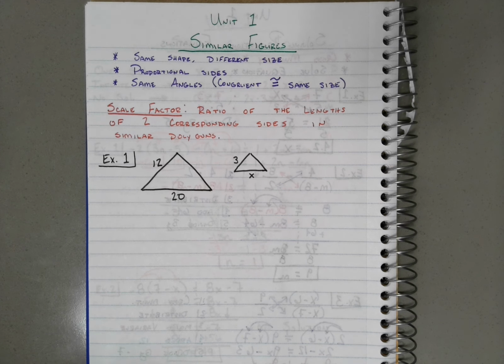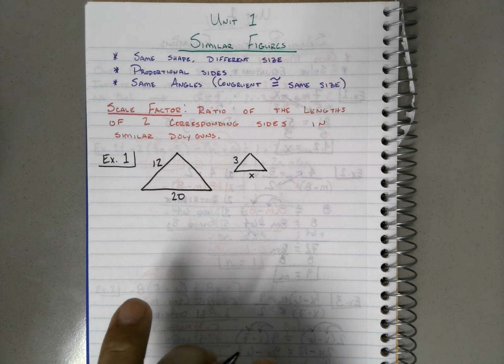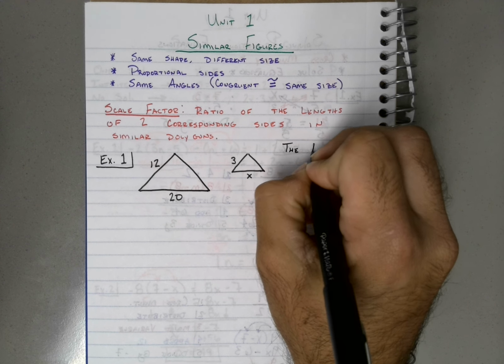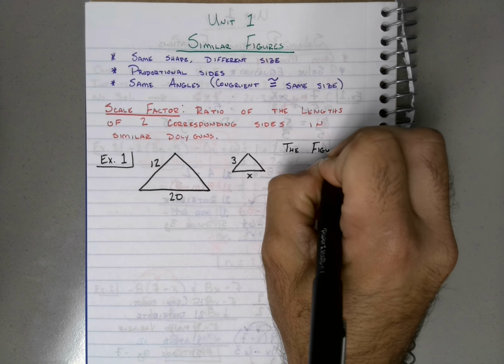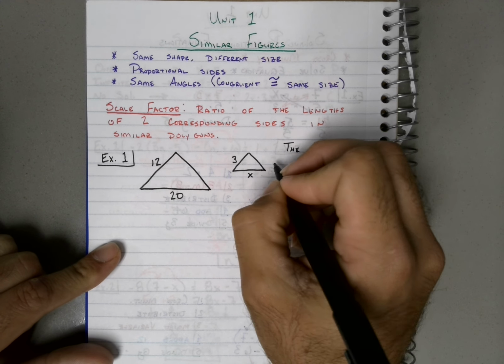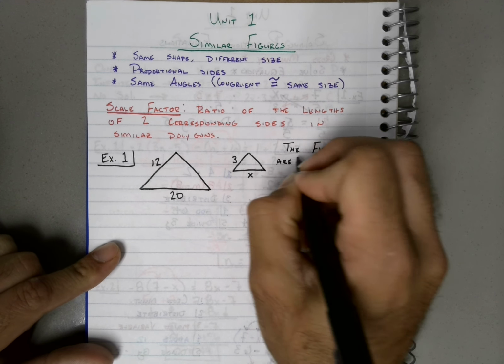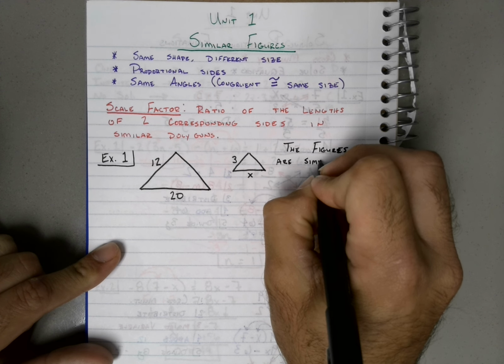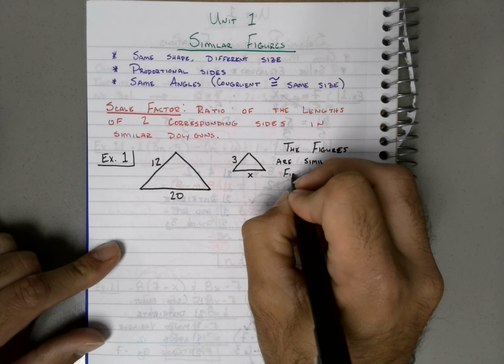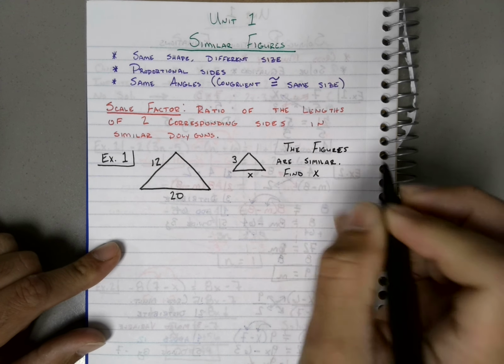Okay, now here is what your directions are going to say. It'll say the figures are similar. It has to tell you somewhere that the figures are similar. If it doesn't, you cannot assume that they are. Okay, don't assume. Let's say the figures are similar, find x.